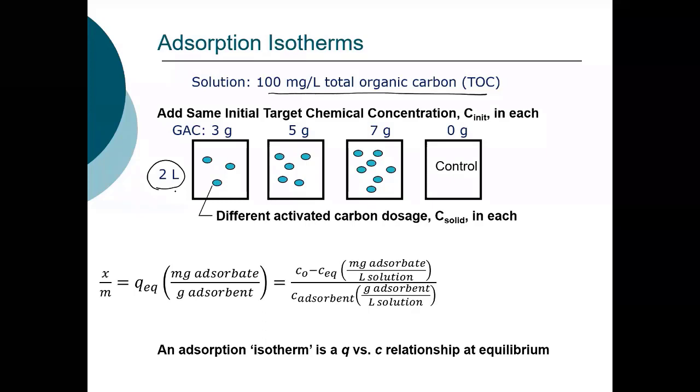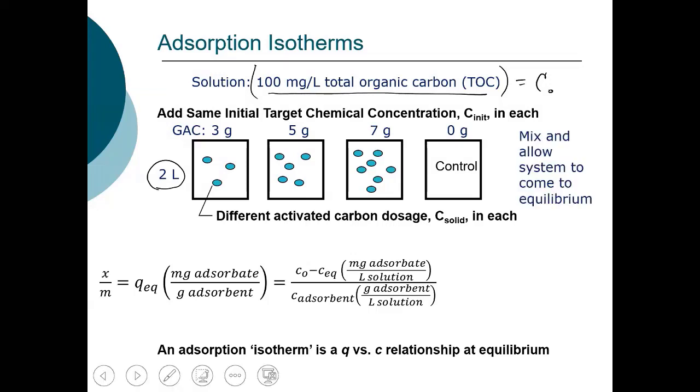So we've got these 2 liters of solution containing 100 milligrams per liter. So this is our initial concentration. In the first one, we'll add 3 grams of activated carbon, 5 grams in the second, 7 grams in the third, and 0, our control, in the fourth. We're going to mix and we'll allow the system to come to equilibrium.